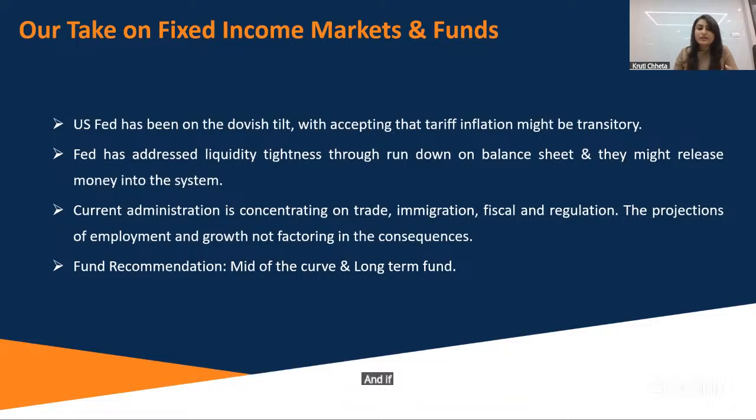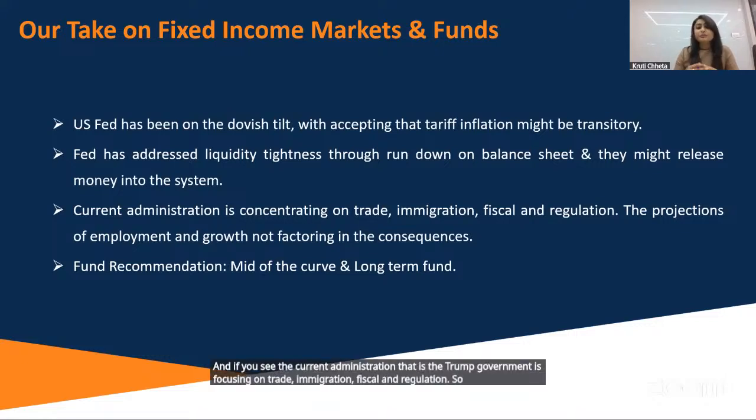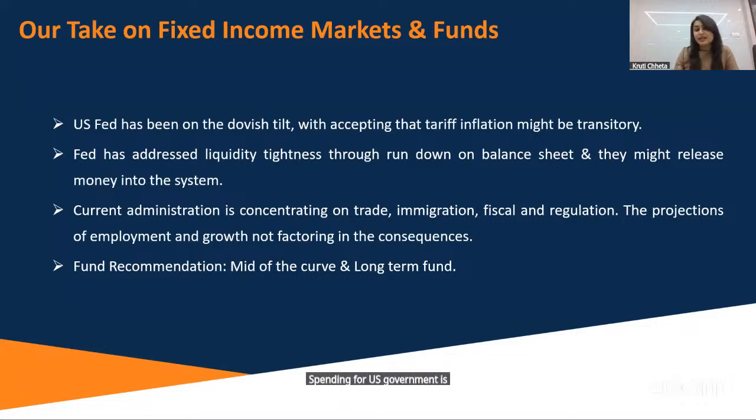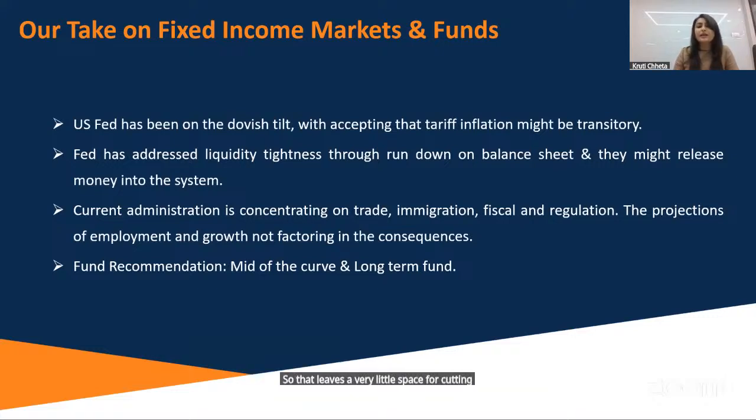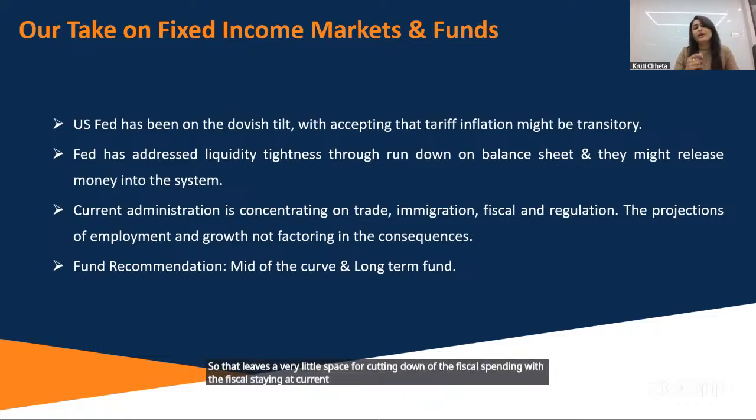And if you see the current administration, the Trump government, is focusing on trade, immigration, fiscal, and regulation. So there are a lot of changes happening. There is a lot of buzz over the fiscal, and they want to narrow the fiscal deficit. But as per the current situation, can they really move down drastically on the spending? It looks a bit skeptical. They need to create more revenues rather than focusing on cutting fiscal spending, because the mandatory spending for the US government is pretty high. It's 70% plus, so there is a 30% maneuver to cut down on the fiscal cost, and out of that 30%, around 50% is defense, which they say they want to increase. So that leaves very little space for cutting fiscal spending. With the fiscal staying at current levels or narrowing a bit, interest cost again becomes a concern, and they would be looking at decreasing that.